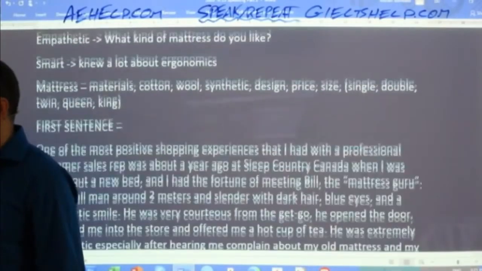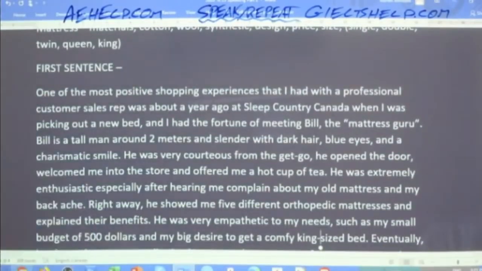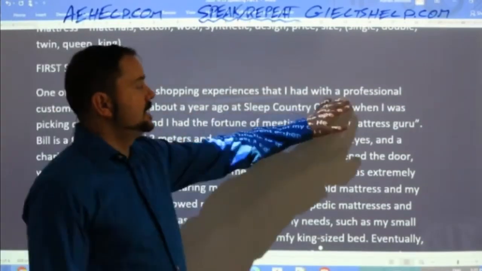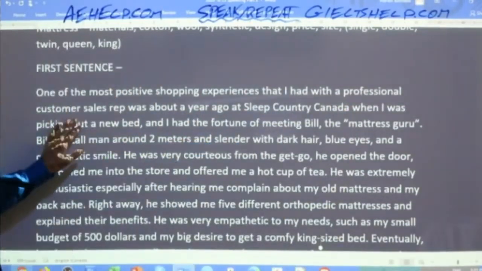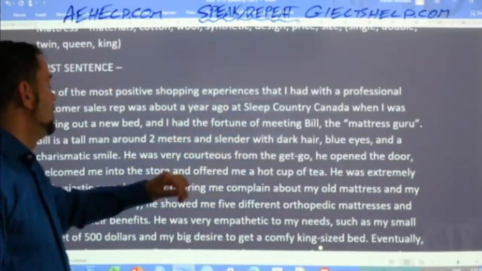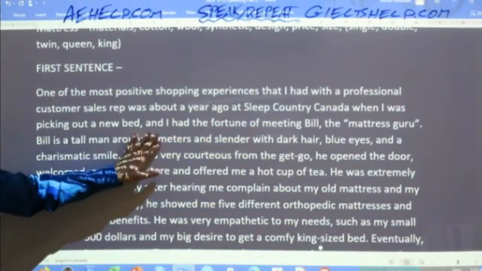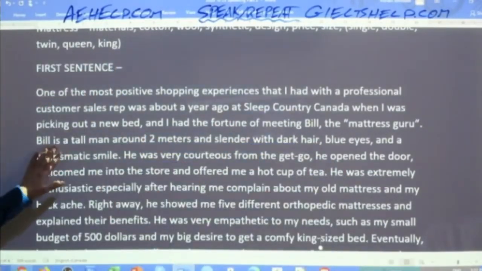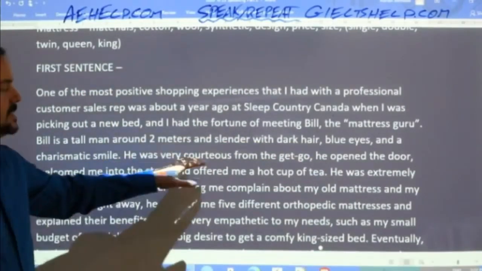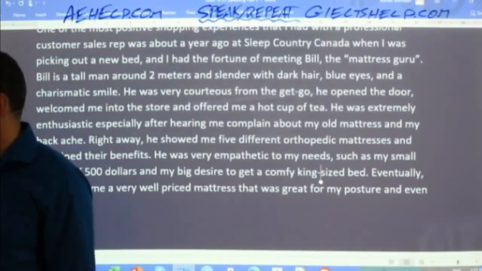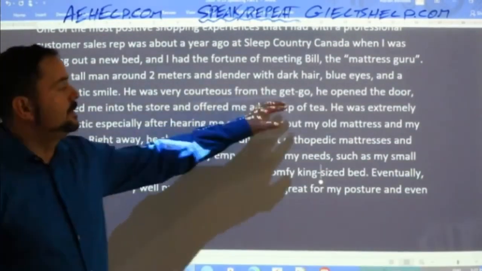Okay. All right, everyone. Just repeat after me here. One of the most positive shopping experiences that I had with a professional customer sales rep was about a year ago at Sleep Country Canada when I was picking out a new bed, and I had the fortune of meeting Bill, the mattress guru. Bill is a tall man around 2 meters and slender with dark hair, blue eyes, and a charismatic smile. He was very courteous from the get-go.